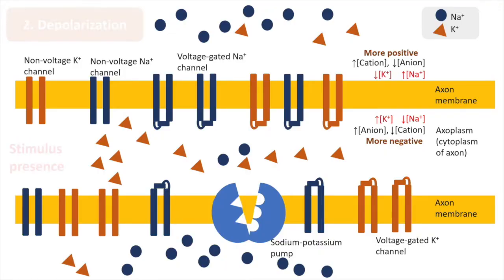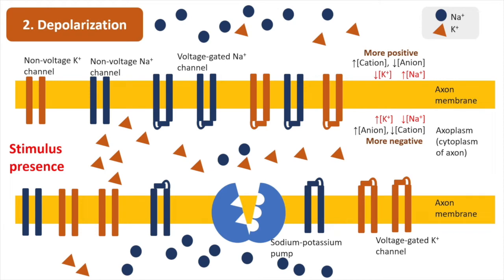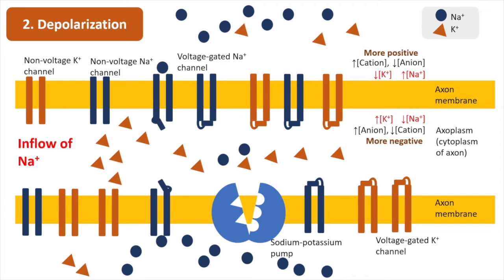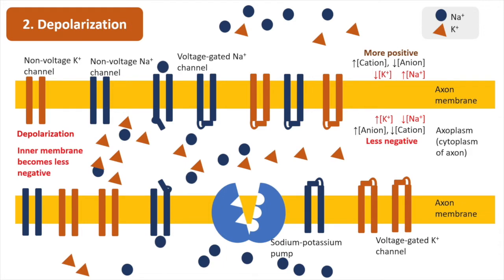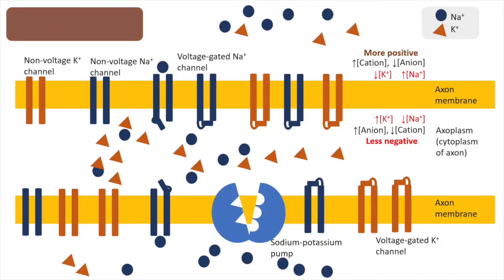The second event is depolarization. If stimulus is present, depolarization will occur. The stimulus will trigger some of the voltage-gated sodium ion channels to open. The inflow of sodium ions occurs. The inner membrane is depolarized and becomes less negative. If depolarization reaches the threshold level, which is minus 55 mV, the action potential is formed. Voltage-gated potassium ion channels remain closed.